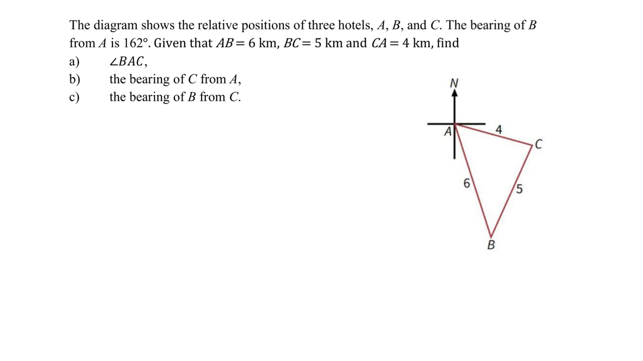We are given the positions of three hotels, A, B, and C. The bearing of B from A is also given, 162 degrees, and the distance between each point is also given. Part A: find angle BAC.